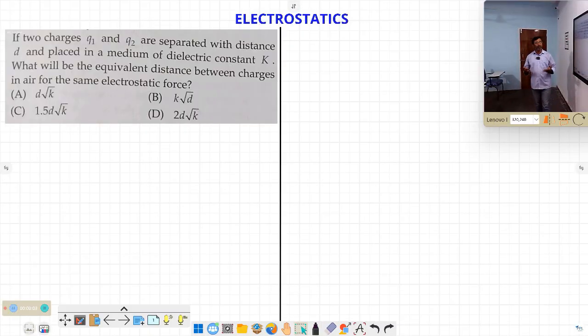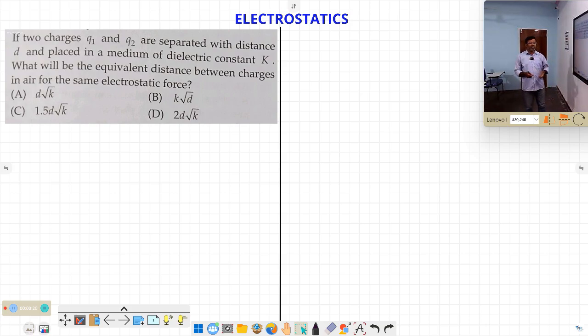Hello students, today we are going to discuss problems based on what we completed in the previous class, the electrostatics topic. We completed two topics: force, that is Coulomb's inverse square law, and the electric field concept and field line concept, and we also learned some applications.